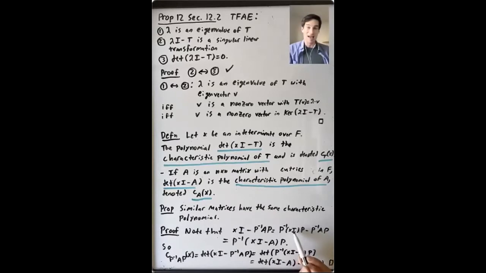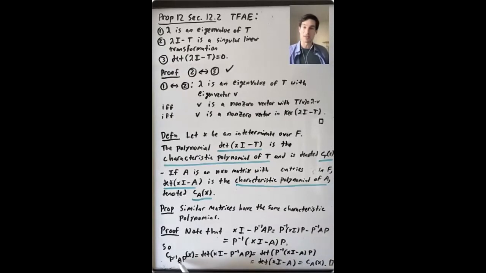Because xI is in the center of this ring of matrices. It's just got x all along the diagonal, so it commutes with matrix multiplication. So if you put a P inverse on the left and a P on the right, you could cancel those out. That's the same as just taking xI itself. But this is convenient because now we can use the distributive property to write this as P inverse times (xI minus A) times P. And now we just have to take the determinant.